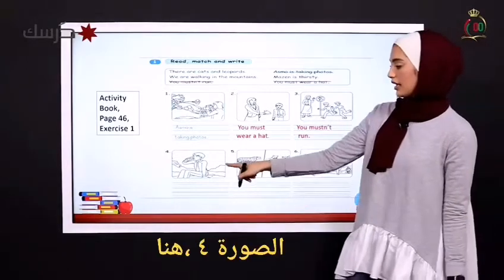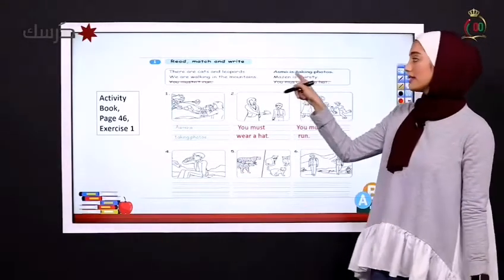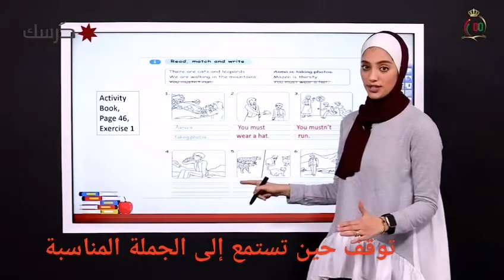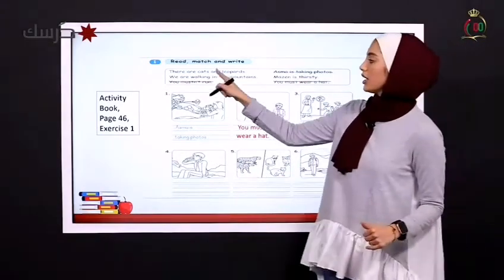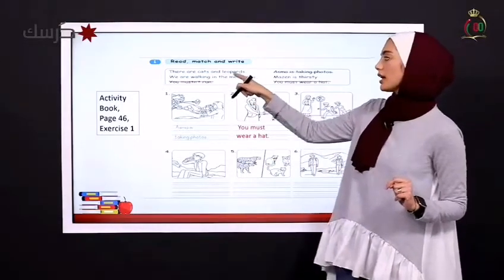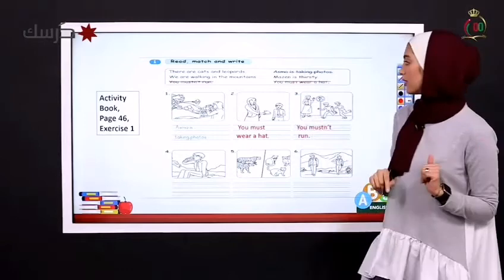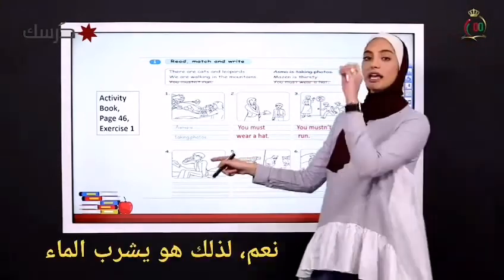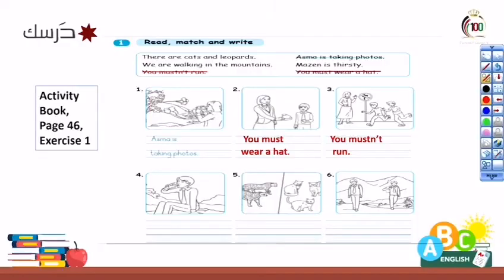Here, what do you think? Look at the picture. I will read the sentences. Stop and write the sentence if it matches. There are cats and leopards. No. We are walking in the mountains. No. Mazen is thirsty. Yes, that's why he is drinking water. So we cross Mazen is thirsty out and we write here Mazen is thirsty. Okay?